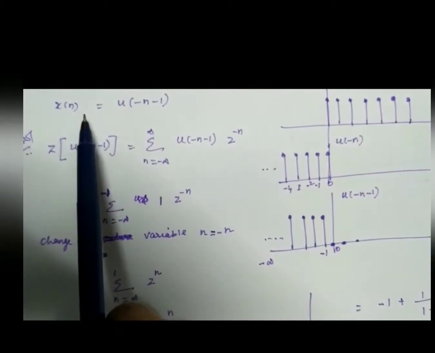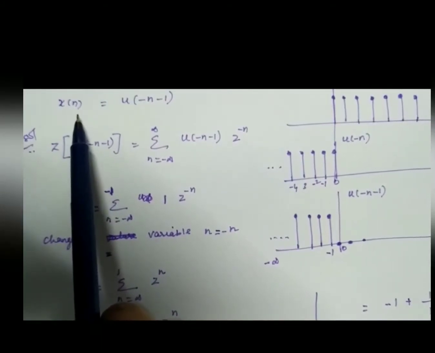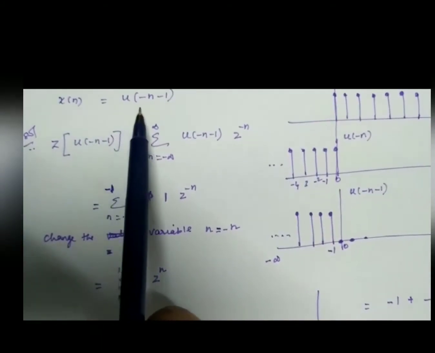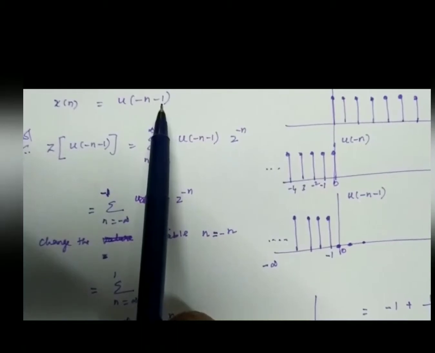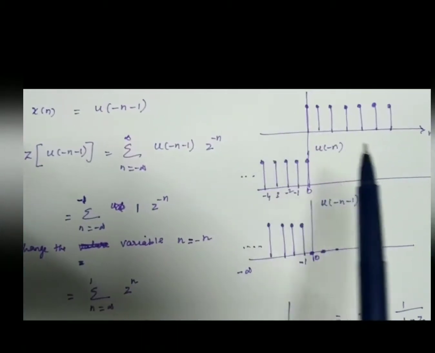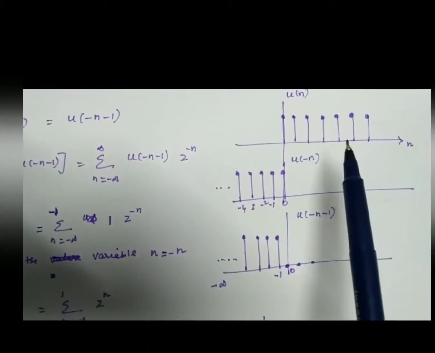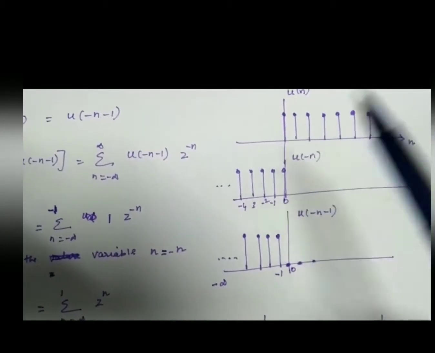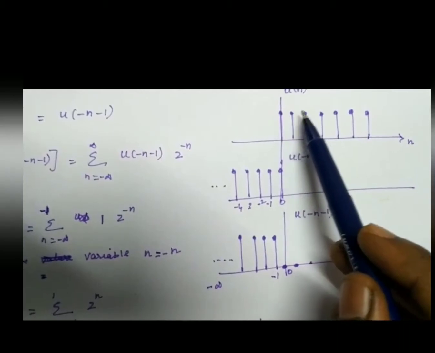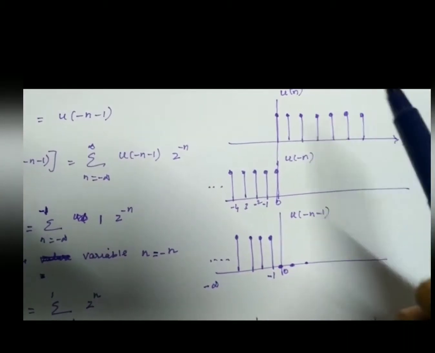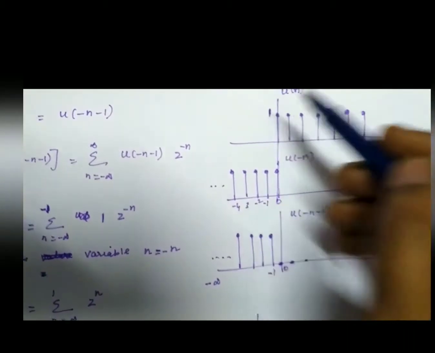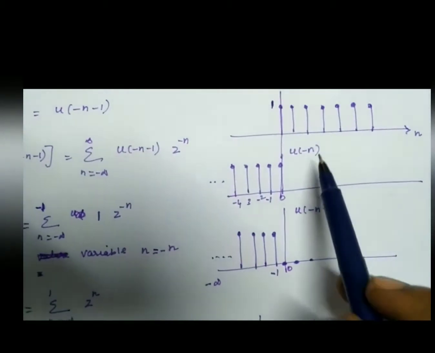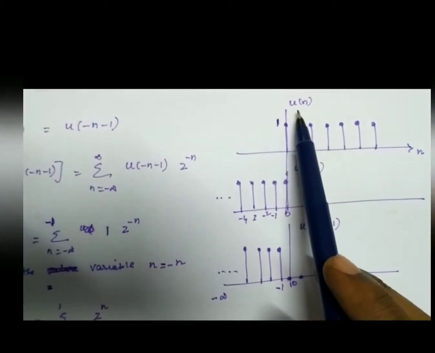Now the question is: find the z transform of x of n is equal to u of minus n minus 1. So for this function, first of all we need to draw what is the nature of this function. We all know the unit step function is denoted like this. That is a positive sequence, a right-handed sequence. This is denoted by u of n.